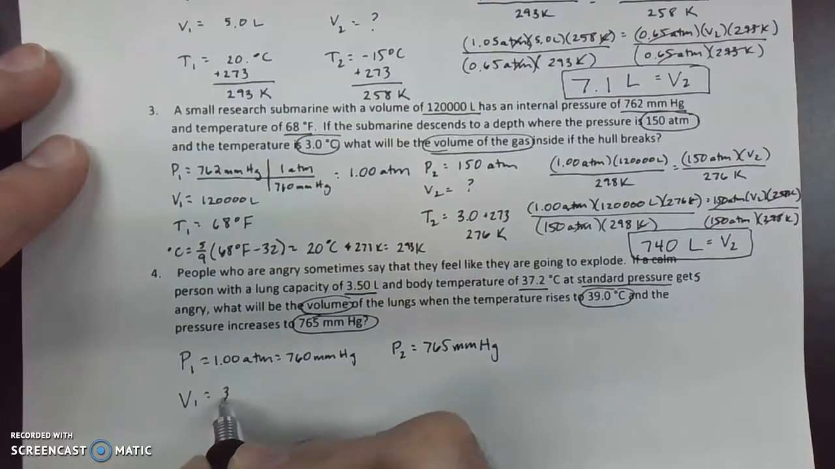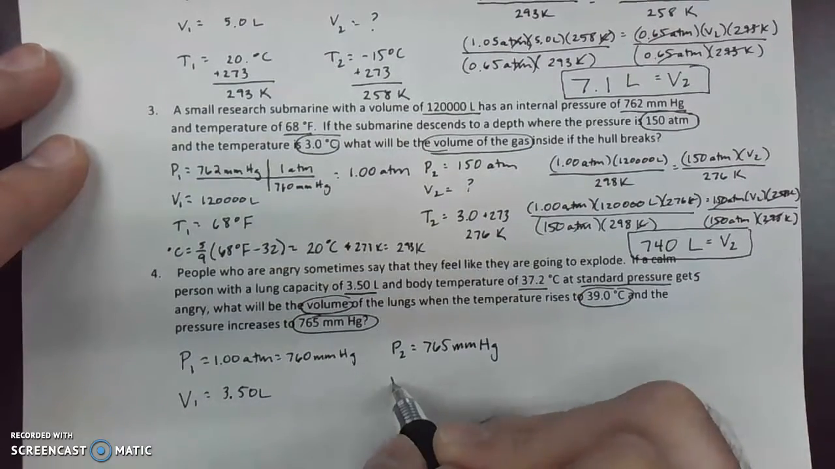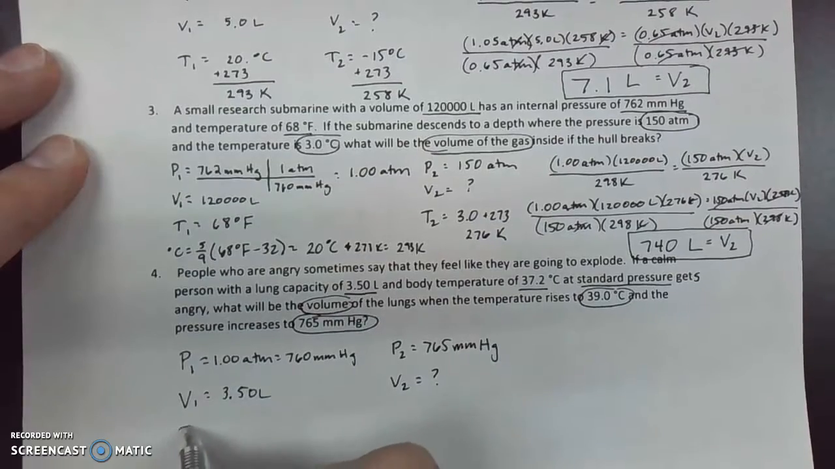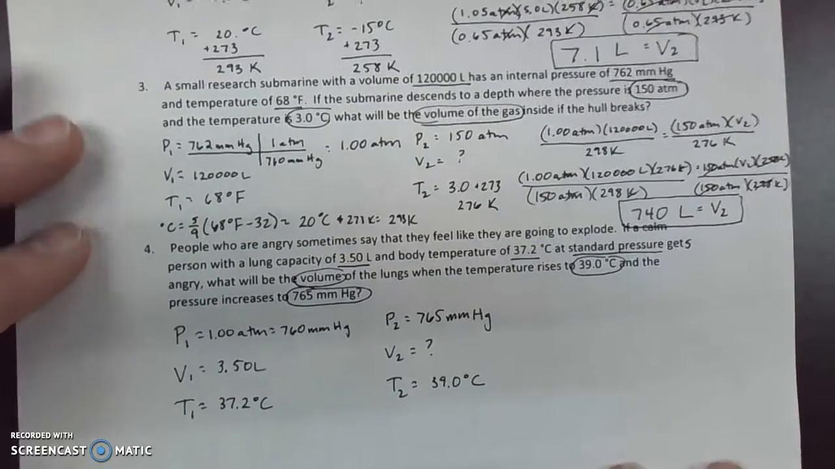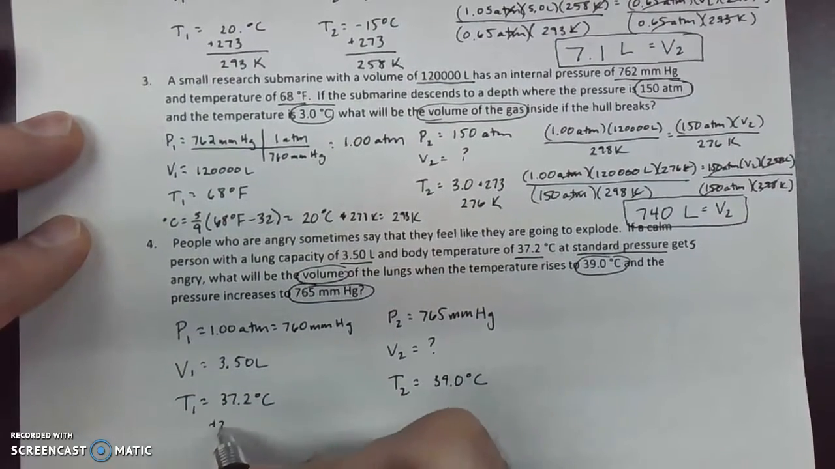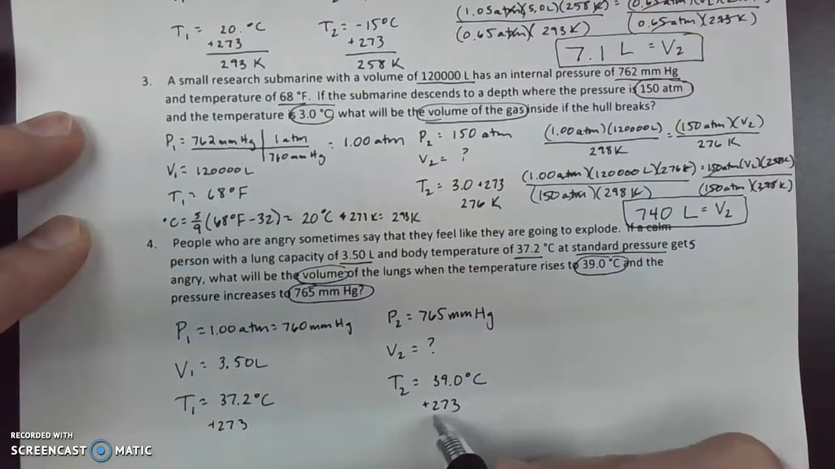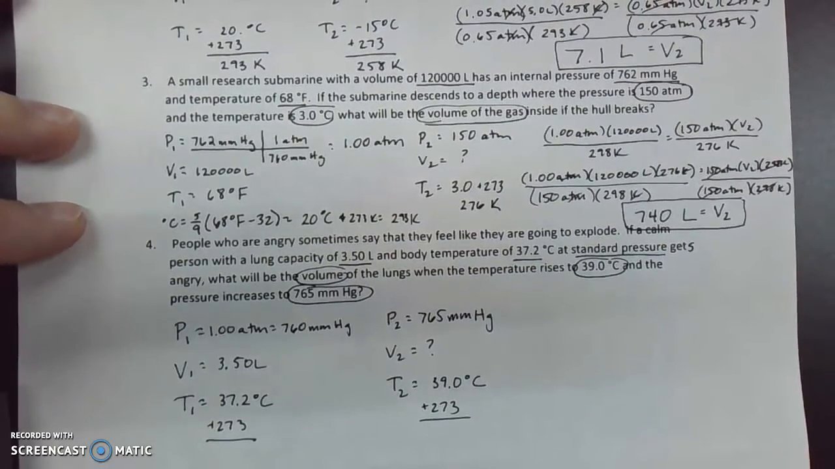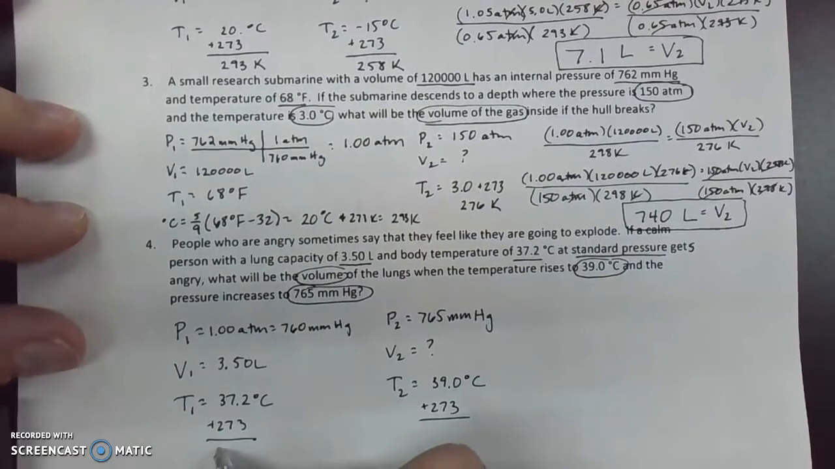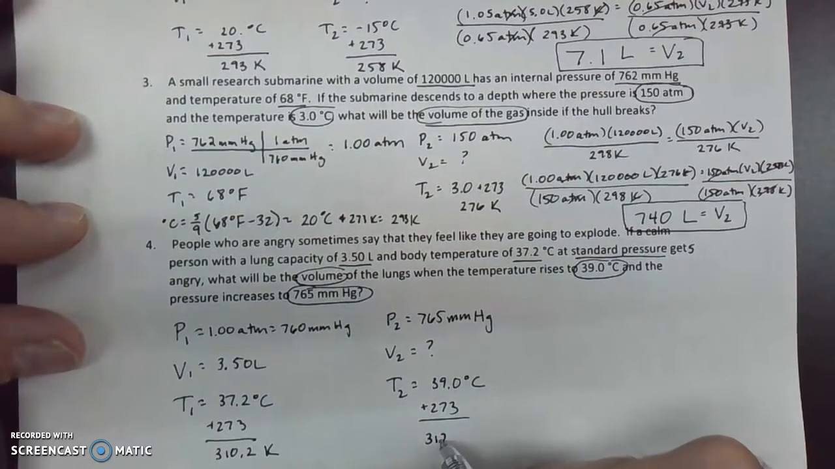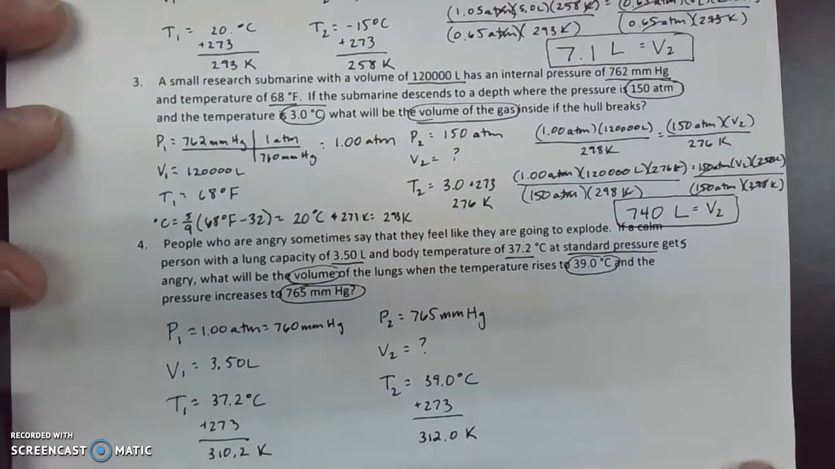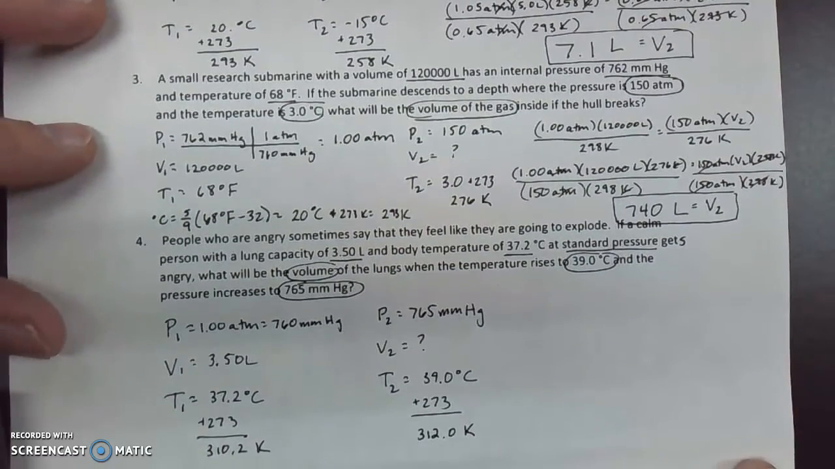Volume 1 is 3.50 liters. We want to know what the new volume will be. 37.2 degrees Celsius is our initial temperature, and 39.0 degrees Celsius is our new temperature. So add 273 to both of those. 310.2 Kelvin, and 312.0 Kelvin. So we have everything we need.